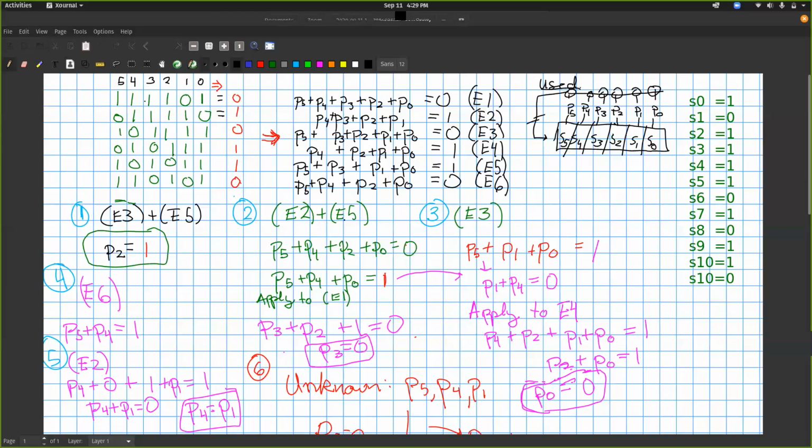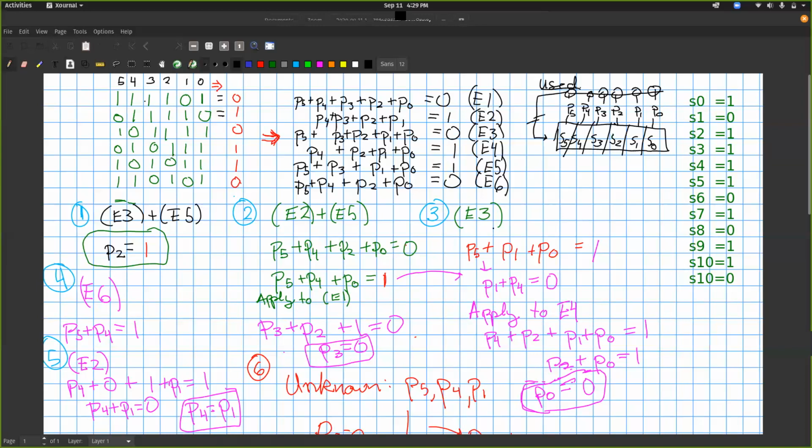I add equation 2 to equation 5. That gives me this. Then I make this substitution for P2, which puts a 1 over here. And now I apply this to equation 1. I take these 3 variables and replace them in equation 1 with 1. And that gives me P3 plus P2 plus 1 is equal to 0, but P2 is known, so P3 is 0. And so we know 2 variables now.